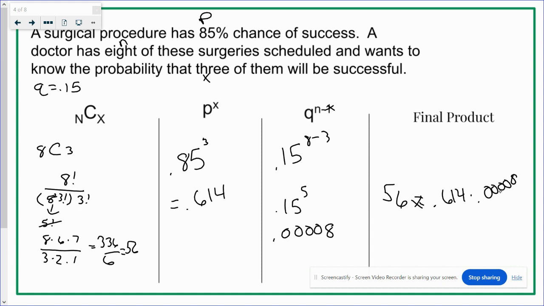8 times 0.614 times 56. That gives us 0.00275, which would be about 0.28%. So a very, very, very slim chance that 3 will be successful. All right, let's keep going.